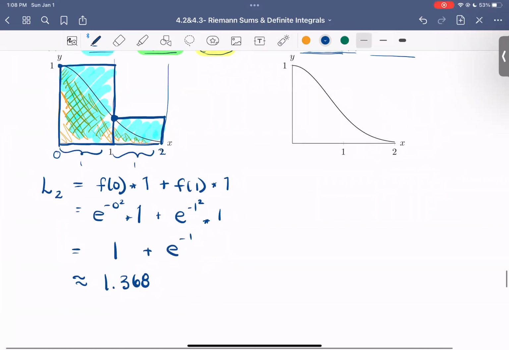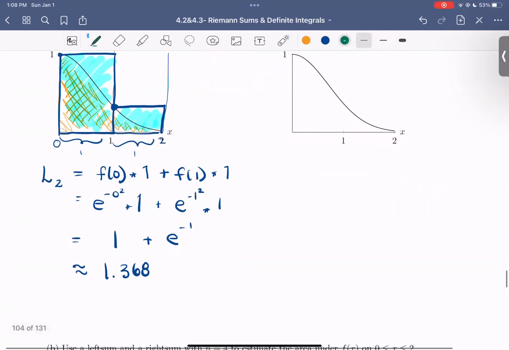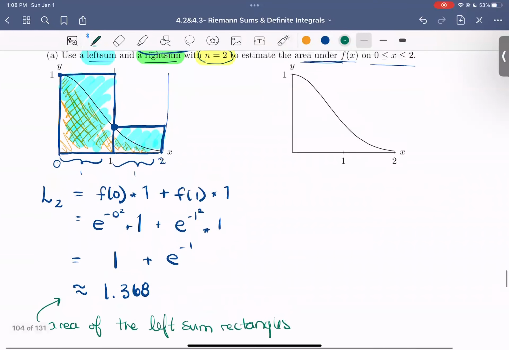So this, let's just recall, is the sum of the left sum rectangles. So this is the area of the left sum rectangles. And we're using this area of these two rectangles to approximate the actual area under the curve. And you might see that we're kind of doing not the greatest job here. A thought you might want to ask yourself is, how might we improve this estimate?